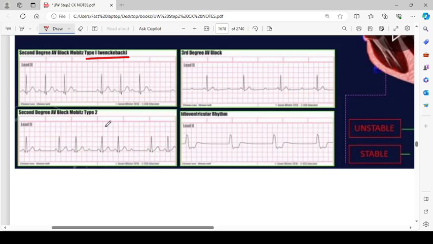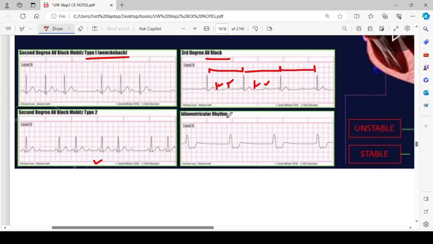So this can be a type 1 block or type 2 block, because we cannot comment on the PR prolongation. Then we have third degree block. In third degree block, it is a complete AV block. You can see that the P waves are present independent of the QRS, and the distance between the P waves is the same, and the RR interval is also the same, but they are contracting independent of each other.